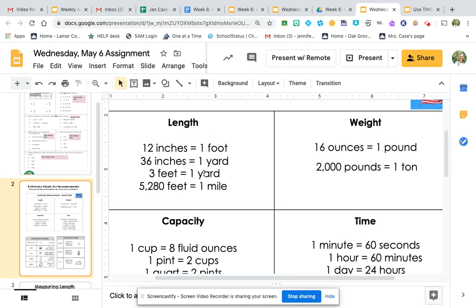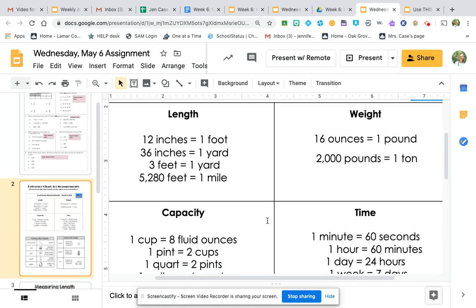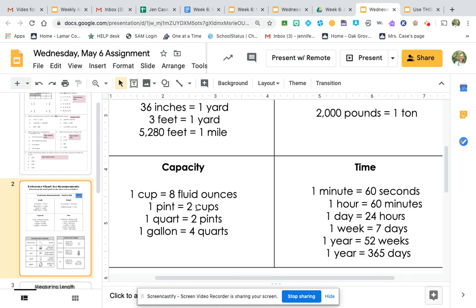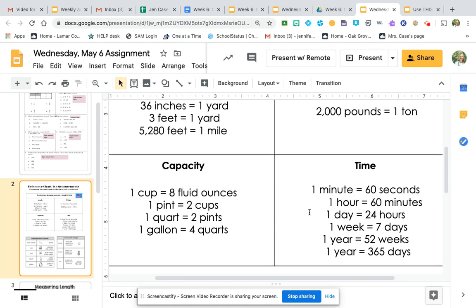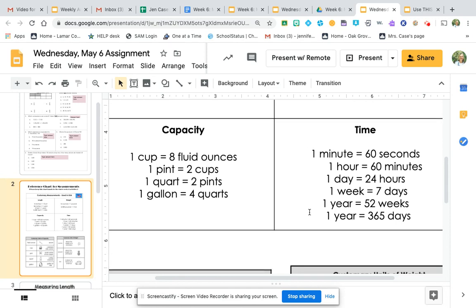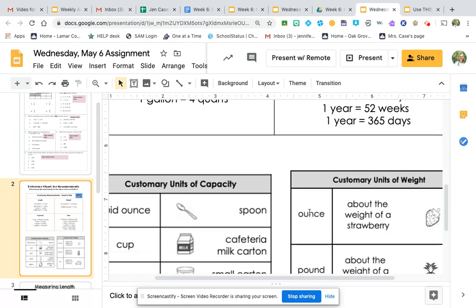But let's just review. 12 inches are in a foot, 36 inches is in 1 yard, 3 feet is in a yard, and 5,280 feet is in a mile. 16 ounces are in 1 pound, and 2,000 pounds is in a ton. Capacity is when you're measuring liquids, often when you're in the kitchen. So 1 cup is 8 fluid ounces, a pint is 2 cups, a quart is 2 pints, a gallon is 4 quarts. And then you have time: 60 seconds in a minute, 60 minutes in an hour, 24 hours in a day, 7 days a week, 52 weeks in a year, 365 days in a year.